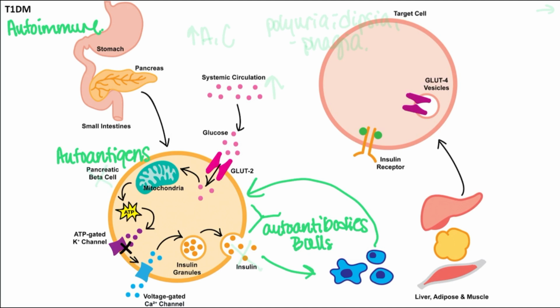So the immune response leads to the destruction of beta cells and eventually an absolute insulin deficiency. And this will lead to the signs and symptoms of hyperglycemia, like polyuria, polydipsia, and polyphagia, as well as an elevated A1C. So moving to our next slide.